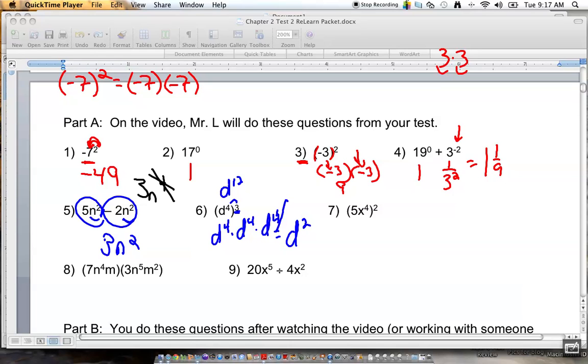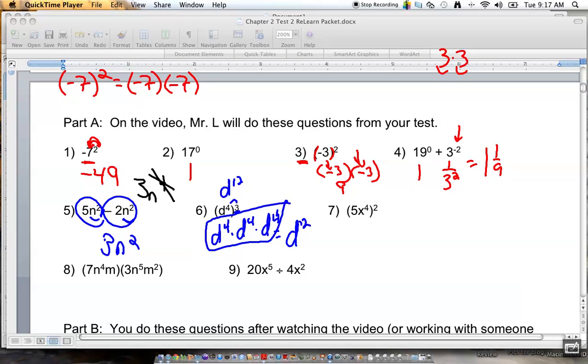There were at least 2, maybe 3 kids who on the test literally wrote d to the 4th times d to the 4th times d to the 4th, or I think on the test it was actually d to the 3rd, and they stopped there. They didn't go that next step and add those exponents. Okay, so that looks like d squared. It's not d squared, it's d to the 12th.